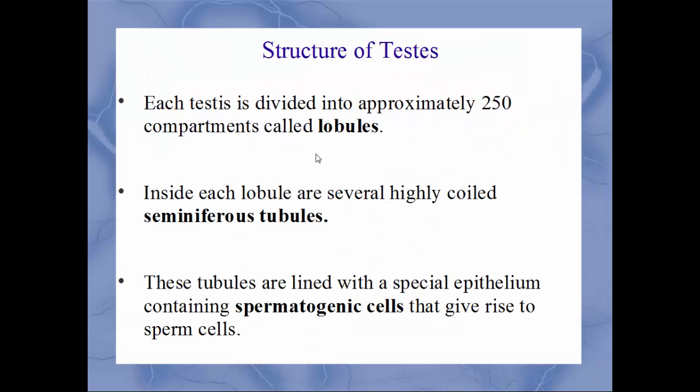Okay, next we'll talk about the structure of the testis. Each testis is divided into roughly 250 or so compartments, and they're called lobules. And inside of each lobule, you'll find very, very highly coiled tubes called the seminiferous tubules. And these tubules are lined with a very special epithelial lining, and they'll contain the spermatogenic cells. And this is where you'll get the sperm cells actually made. The sperm cells themselves are created in these seminiferous tubules.